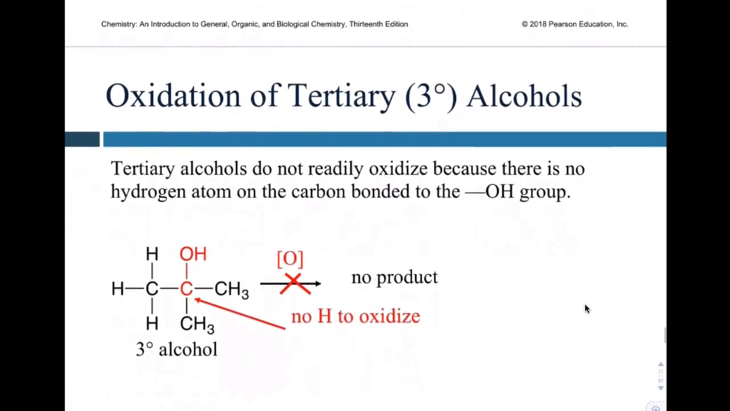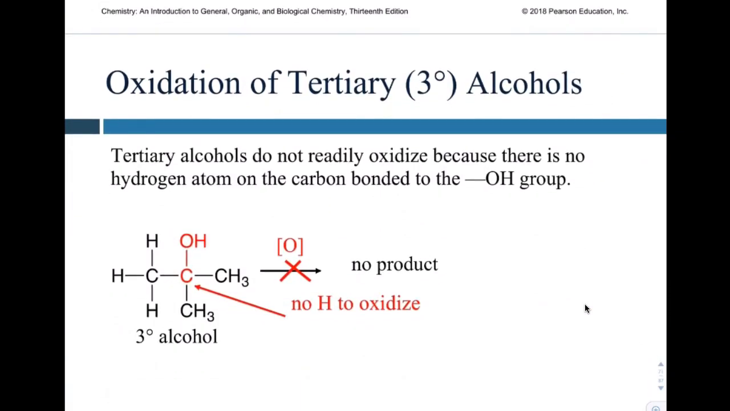And if you have a tertiary alcohol, you can't oxidize it because there's no H on the carbon to lose. If you're oxidizing, you're creating more bonds to that carbon by losing the H. I cannot create more bonds to this and lose a methyl group. The methyl group's not going to go anywhere. It's too stable. And so your tertiary alcohol will not oxidize.